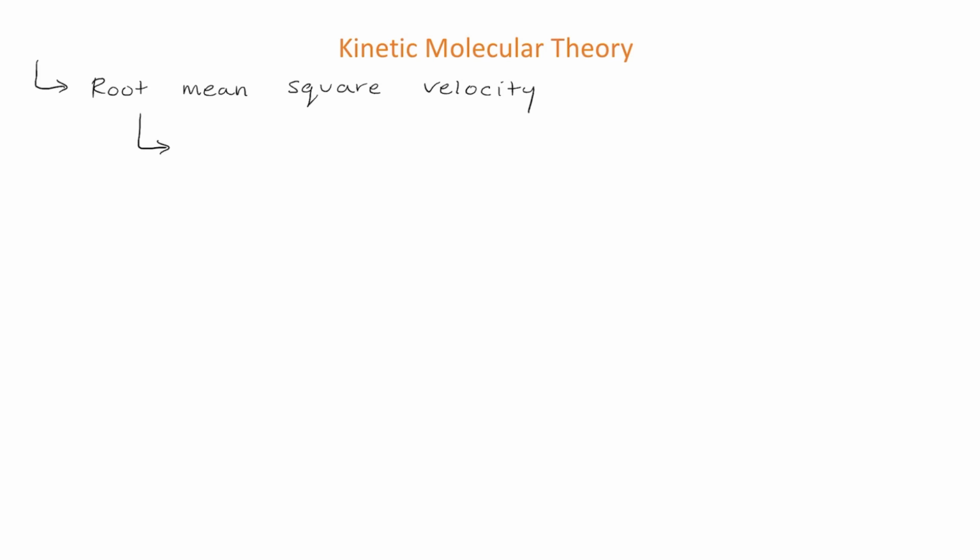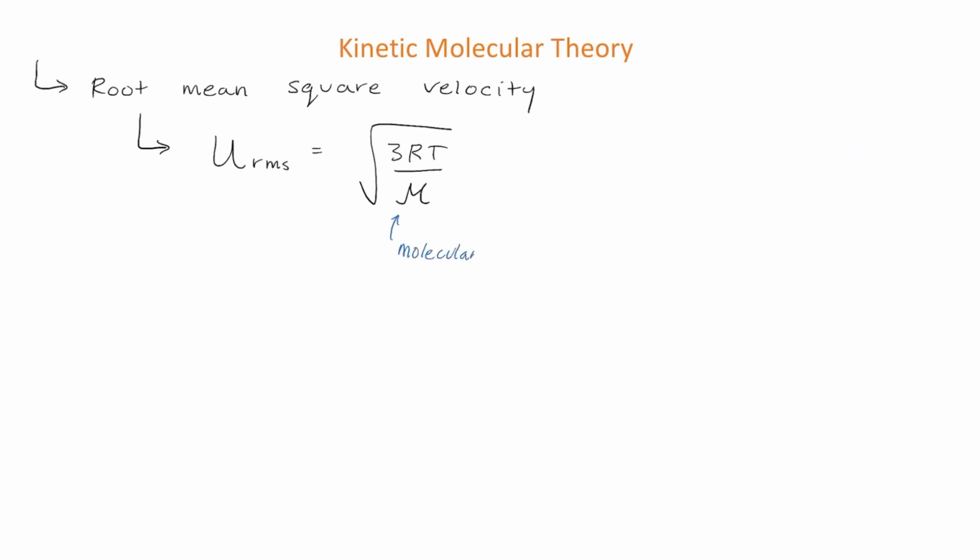The kinetic molecular theory was used to derive this equation for the root mean square velocity. And if you're thinking to yourself, what the heck does root mean square velocity even mean? Well, the way I like to think about it is it's kind of like the average velocity. It's not exactly the average velocity, but conceptually they're very similar. Now let's take a look at this equation.